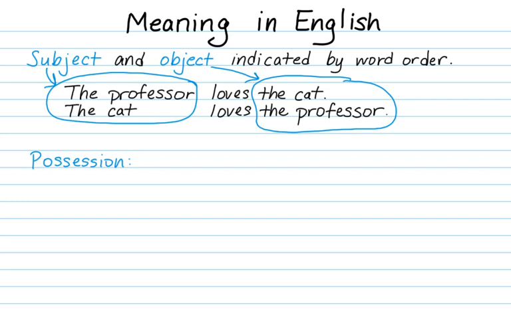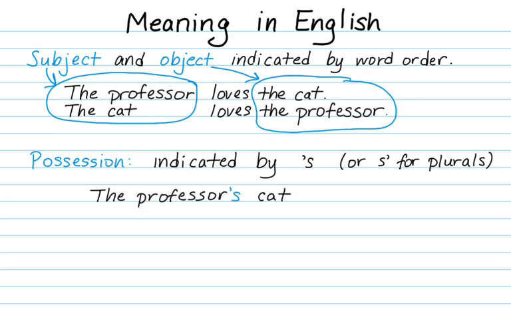In English, we indicate possession by using an apostrophe S after the word, or if it's plural, S apostrophe. In a sample phrase, the professor's cat, the apostrophe S at the end of professor shows you that the professor possesses the cat. The cat belongs to the professor.